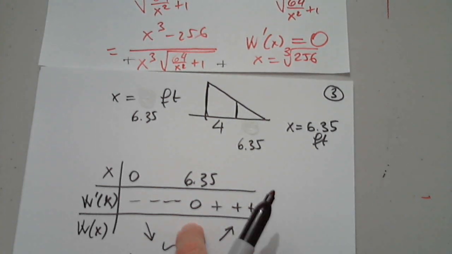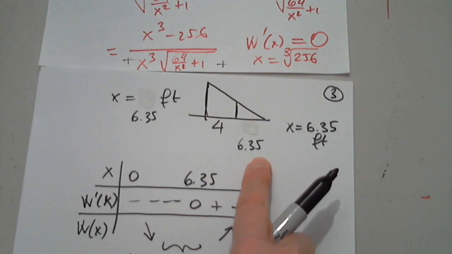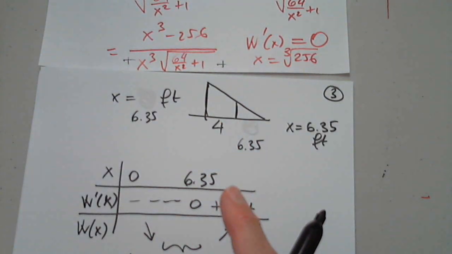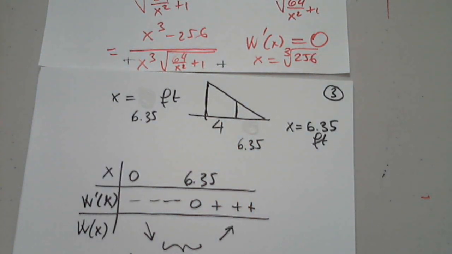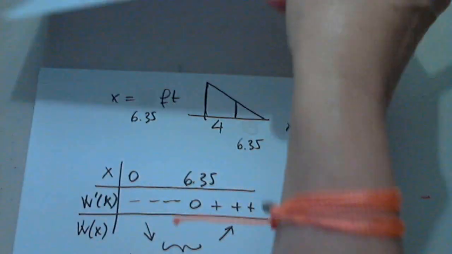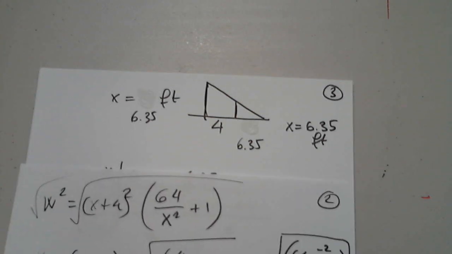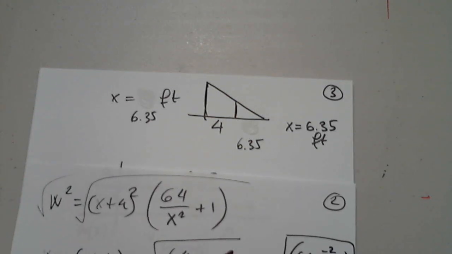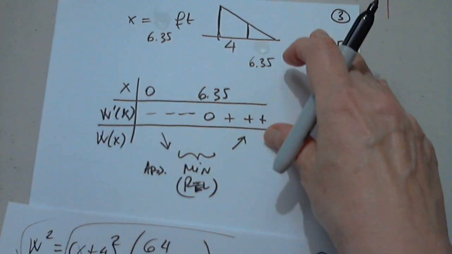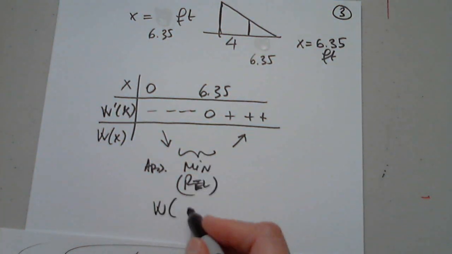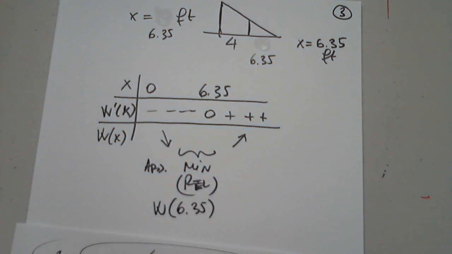Good. How do I find it? Now I put 6.35 in the function, like 3 pages ago, I'm kidding. Here it is. So in this function, I have to put in the graphing calculator and find W of 6.35. I have the calculator up somewhere. Yes.